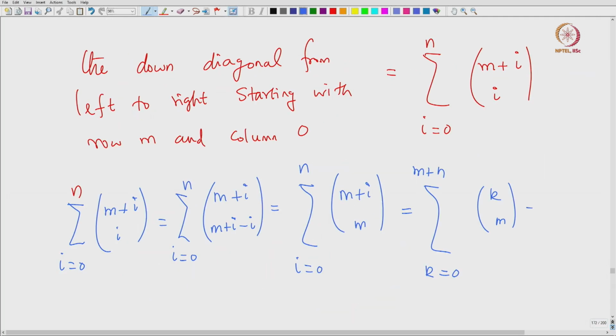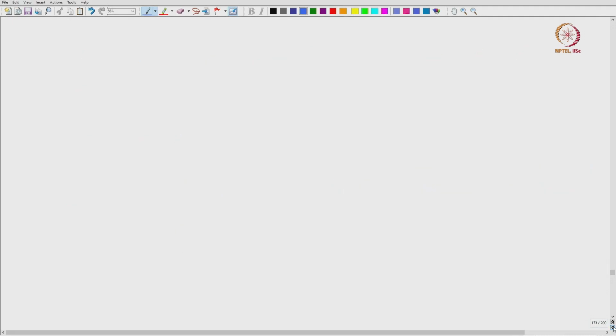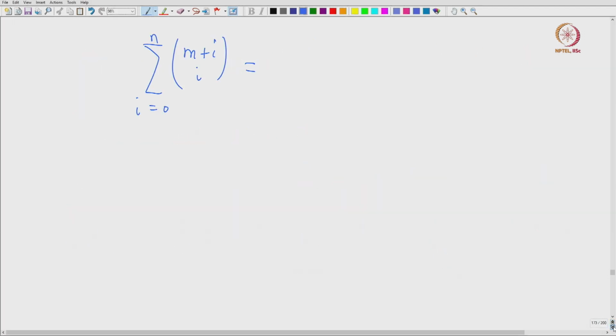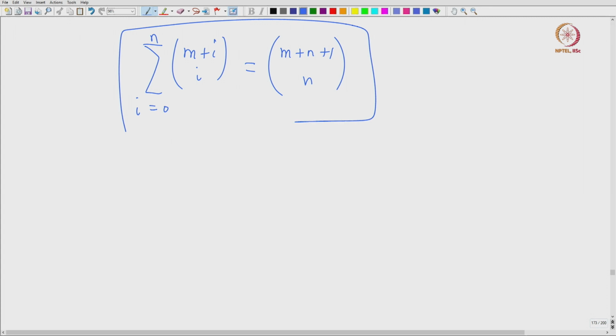So, if we use that, then this is exactly equal to m plus n plus 1 choose n. Okay. So, that is what we are getting. So, we proved that the summation of m plus i choose i, where i ranges from 0 to n, which is the down diagonal from left to right, starting with the row m and column 0, is exactly equal to m plus n plus 1 choose n. So, this is true.